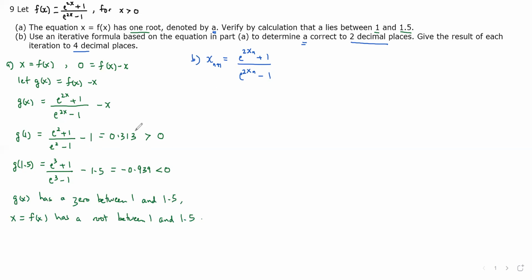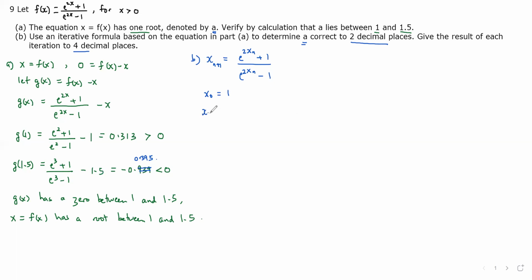The root of x equals f(x) is in between 1 and 1.5. So the first value that we could use, we could either use 1 or 1.5. So g at 1.5 is negative 0.395. The smaller value, the value that is closer to 0, comes from x equals 1. So we can let x naught be 1.